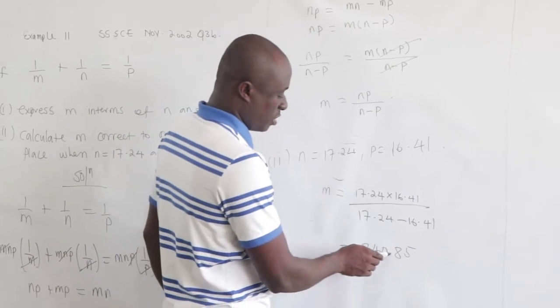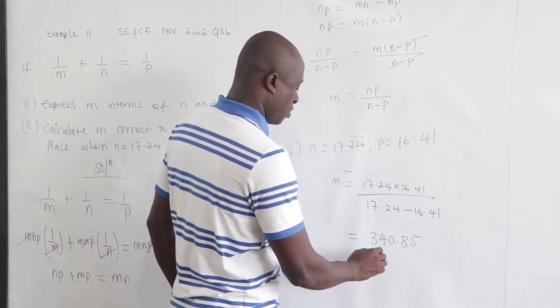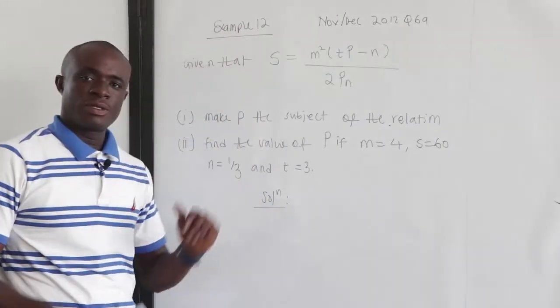So you have 340, one decimal place, so the 8 will change to 9 because of the 5. So 340.9.